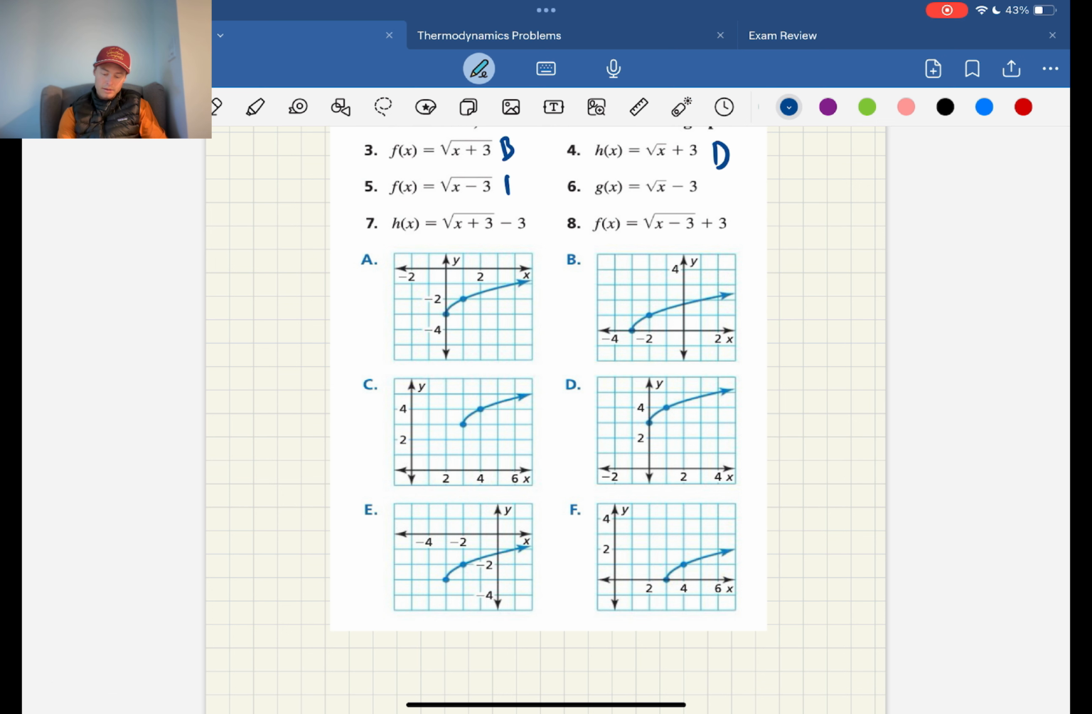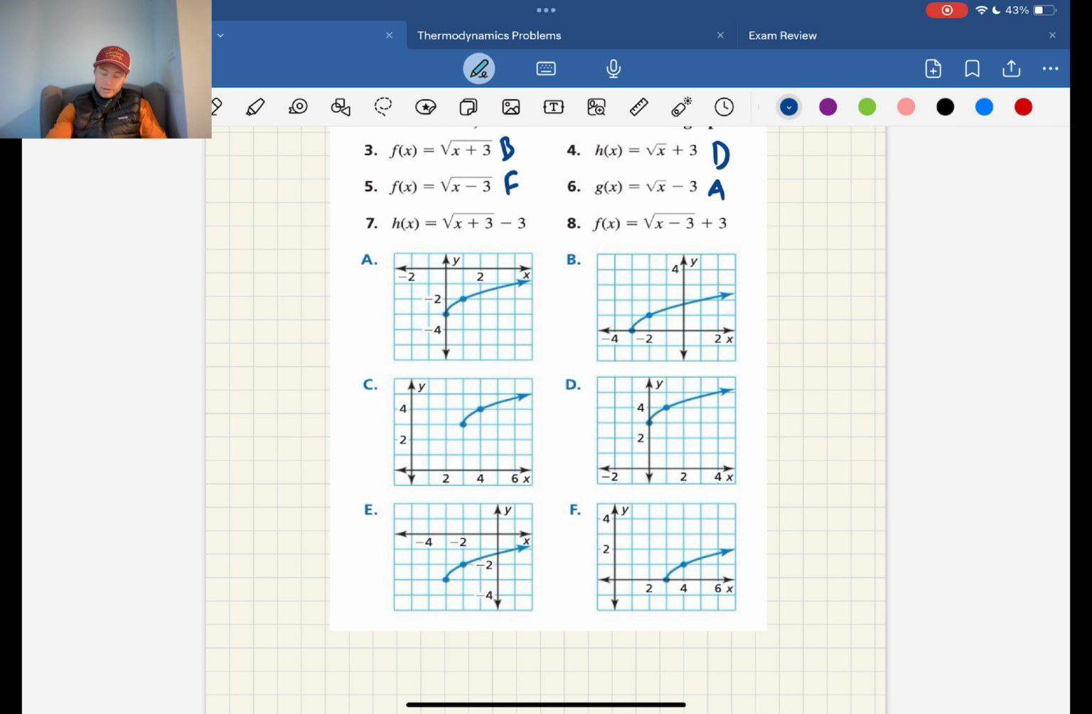All right. Number 6, square root of x minus 3. Once again, very similar to number 4, we're shifting the parent function down by 3 units. Okay, which one is shifted down 3 units? Looks like A, right? Great.